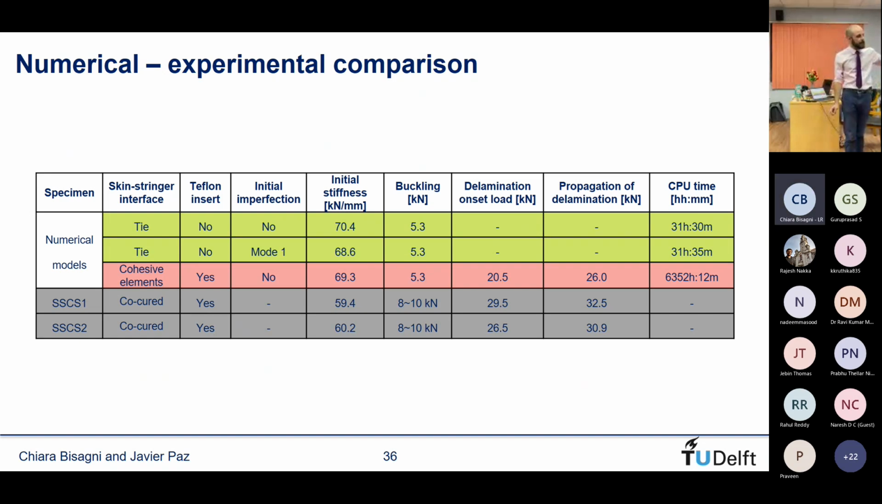This is a comparison between the numerical models and both specimens. The stiffness values, again, are quite close between the numerical model and the experiment. The buckling load is where there is a slight difference, let's say. And then the delamination onset and propagation loads that we estimated from the numerical models are between 15–20% lower than what we get with the experimental results.